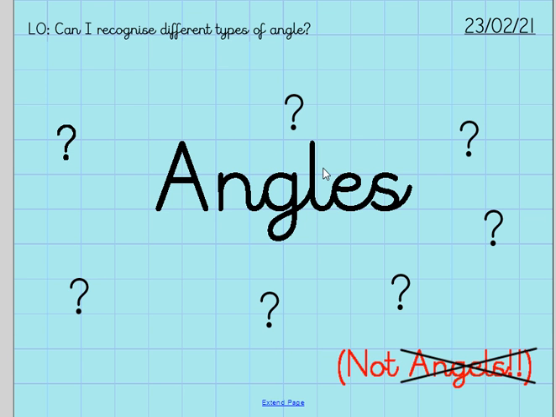Now, angles, not angels. Be careful about your spelling. See this an awful lot: L before the E. Angles. What am I talking about? What is an angle?